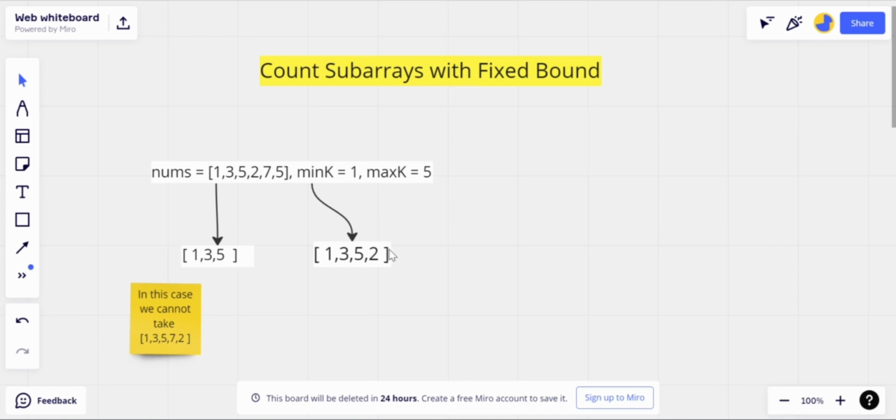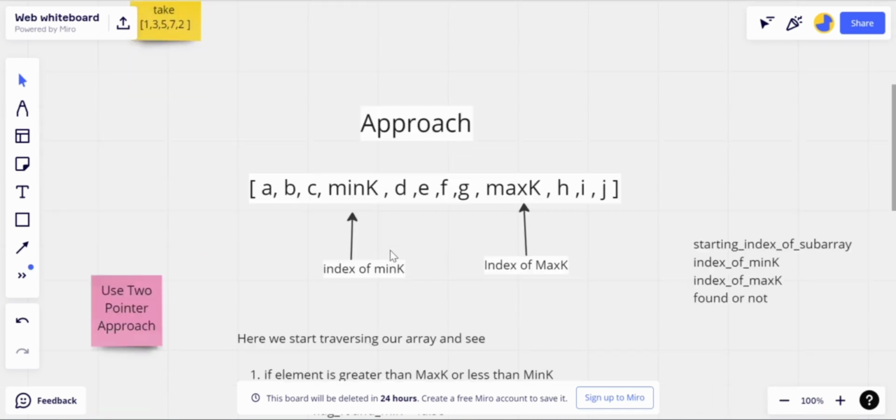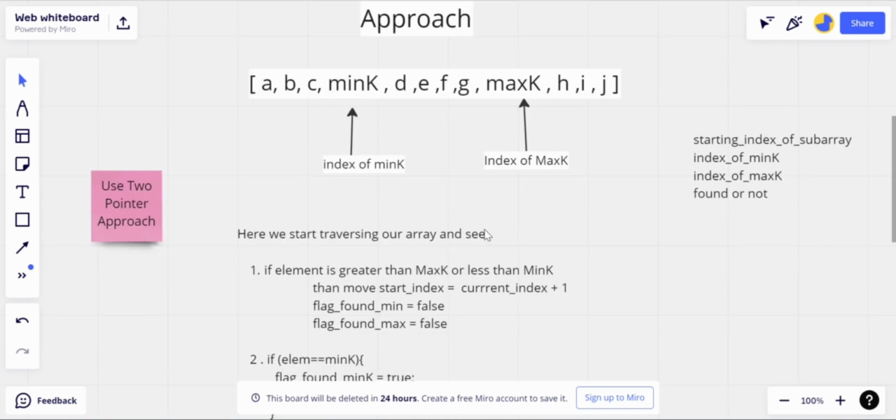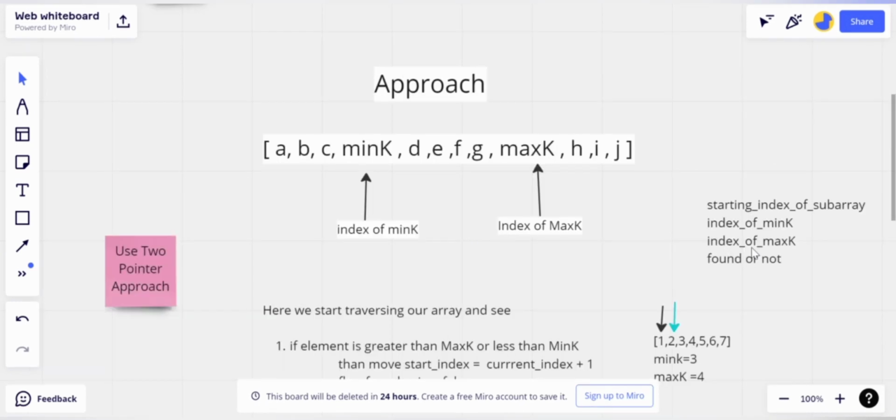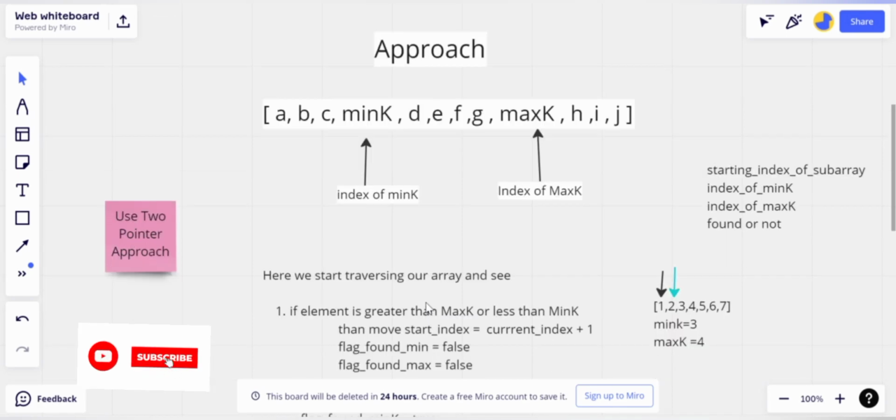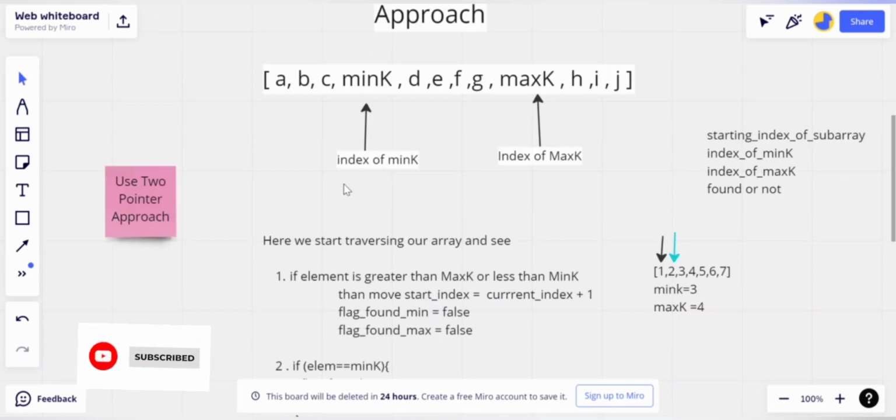Now let's see the approach, how you can solve it. In the approach you have to basically keep track of these four things: mainly the starting index of the subarray, the index of min k and the index of max k, and you have to check whether both of these are found or not. So let's start by traversing our array and see.